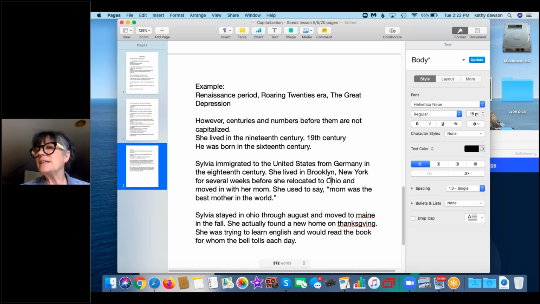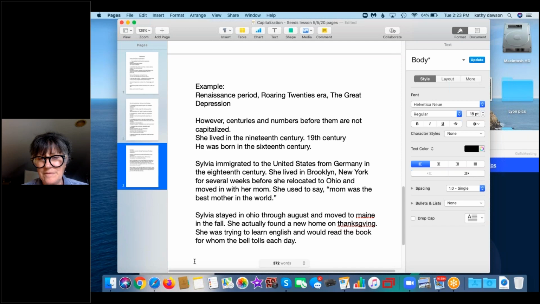Should I keep going? Keep going. It says she used to say mom was the best mother in the world. Anything that needs to be capitalized? I don't think so. So this is tricky. The rule says if you have a direct reference to someone, you capitalize it. Is this a direct question or she's just making a statement? She's making a statement.